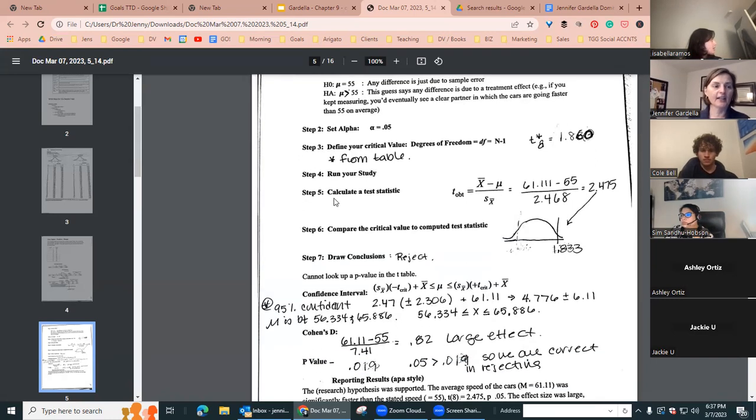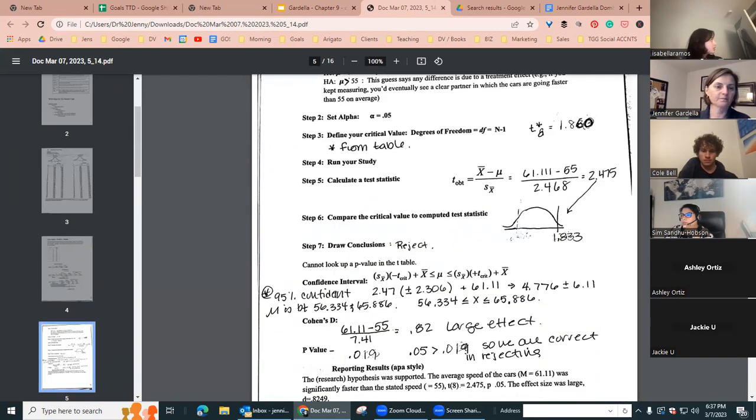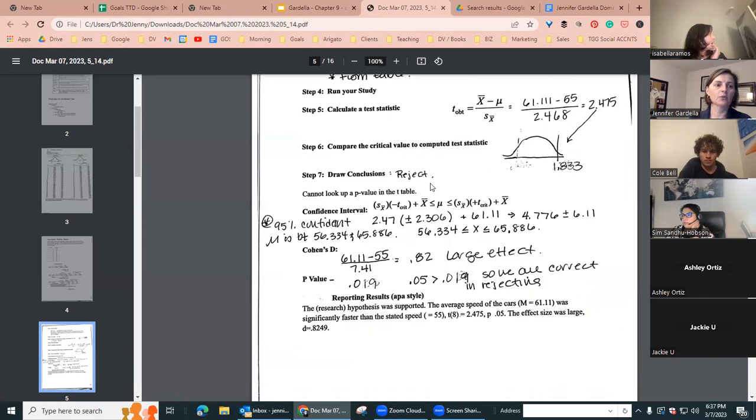Okay, now we calculated our test statistic. So in SPSS, you will notice 2.475 is right here. It's the same one that we obtained. We compare the critical value to the computed test statistic. So here's T obtained, and we see that it falls in the critical region. So it falls out here. So we reject.